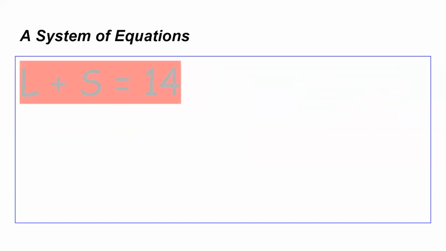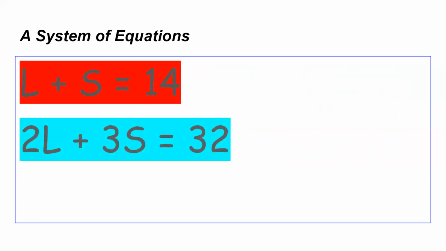Well, when you put those two equations together, L plus S equals 14, and 2L plus 3S equals 32, we call that a system of equations, because a system is when multiple things are working together and we have equations. So you have a system of equations. Problem is we have two variables, and unless you guess and check, you can't solve these equations straight away. So this is one way to solve them rather than guessing and checking.